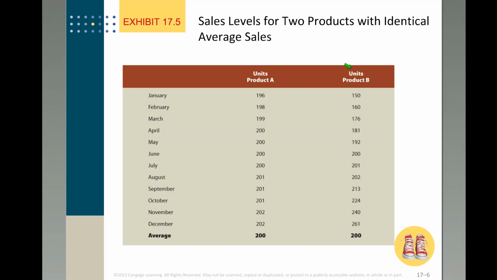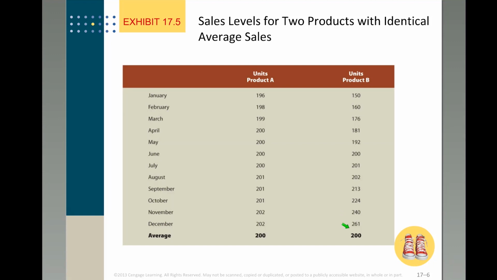For both samples, the average turns out to be 200, okay? But it doesn't mean that these two samples are the same. If you look at the actual data, you would find that for unit product A, the values are closer to 200 than for the second sample, unit product B. Look at this one, 150, that's far away from 200. And also 250, 240, 261, they are far away from 200.